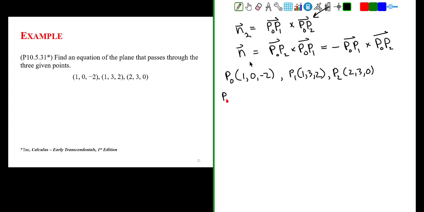If we calculate the vector from P0 to P1, that is going to be the vector with the components given by the differences in each of their respective coordinates. So this is the difference between the coordinates of point 1 and point 0. The vector that goes between those two points is the vector with components 0, 3, and 4.